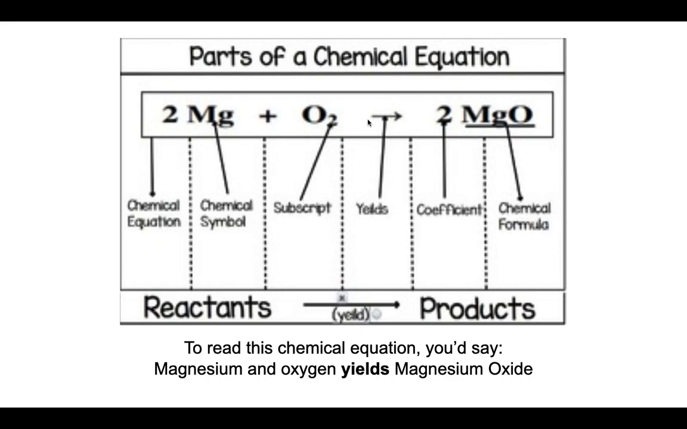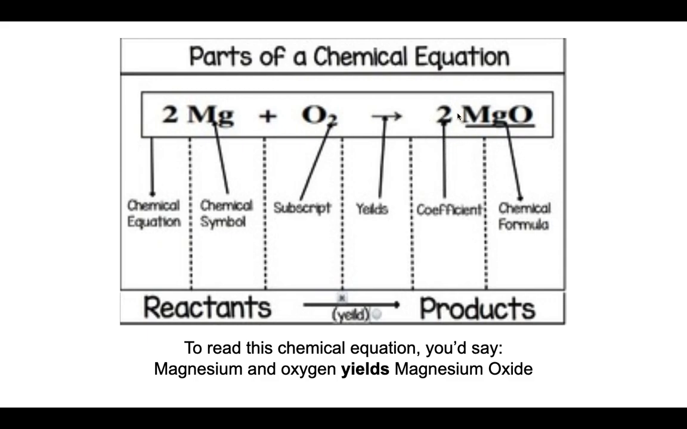So we've got our reactants on the left and our products on the right. O2 is a reactant, magnesium is a reactant, and then magnesium oxide is a product. We've got a couple more parts here, actually just one more part. We've got these coefficients here.